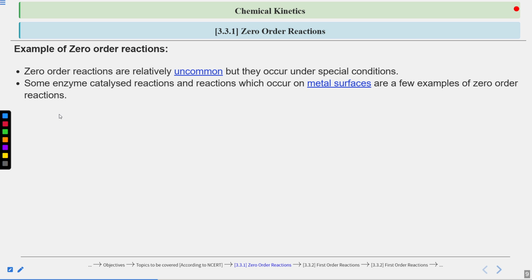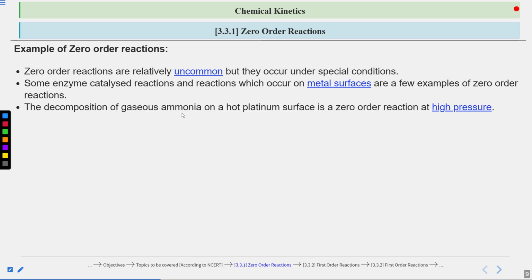What are enzyme catalyzed reactions? You can observe these types of reactions in biology and chemistry also, where there is an enzyme which acts as a catalyst, so the reaction happens properly and rapidly, increasing the rate of the reaction. Also the reactions which happen at metal surfaces, like rusting of iron, in which iron is undergoing the oxidation process. These types of reactions are a few examples of zero order reactions.